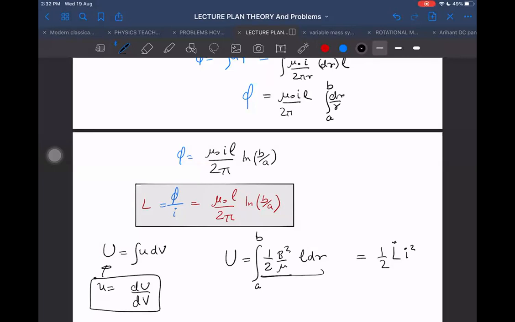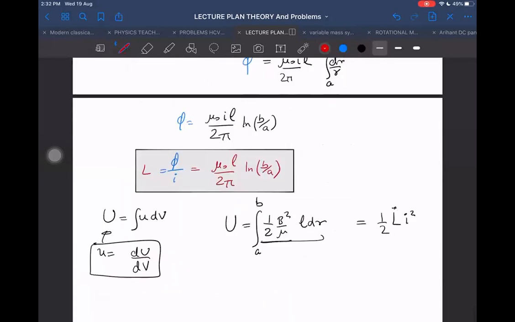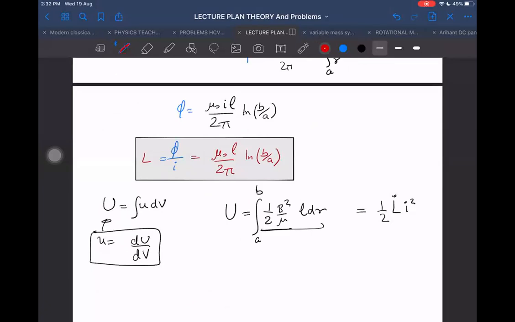Sir, L into dr is an area, not a volume. Oh yes, I have to multiply by 2 pi r. Yes, you are right. This is area only. To get a volume, I have to take L into 2 pi r into dr. Yes, you are right actually. Now it is volume.